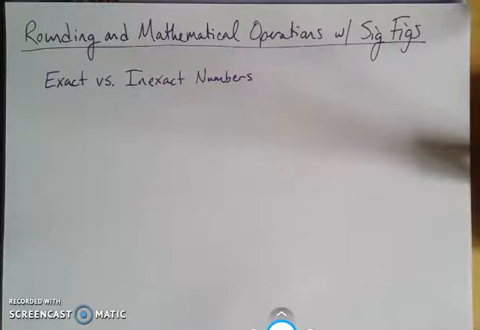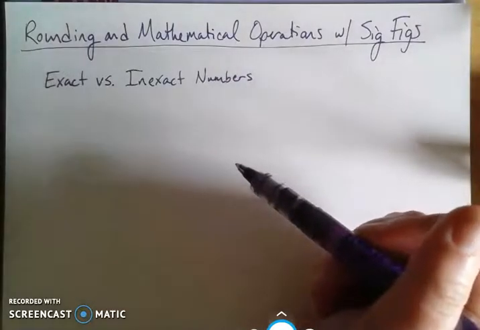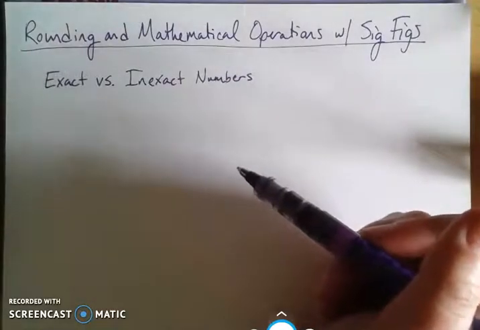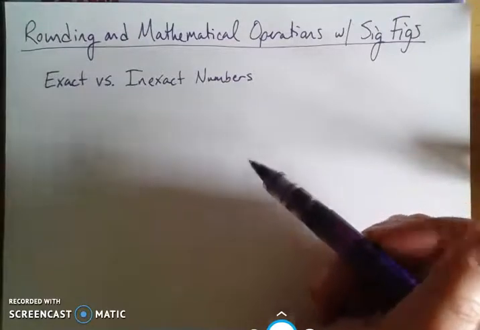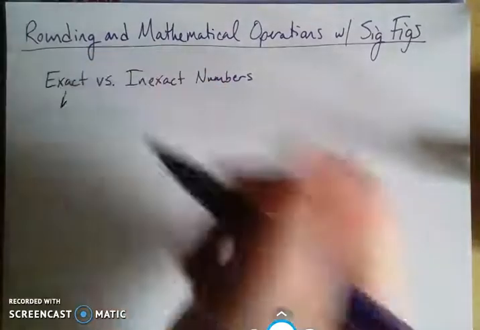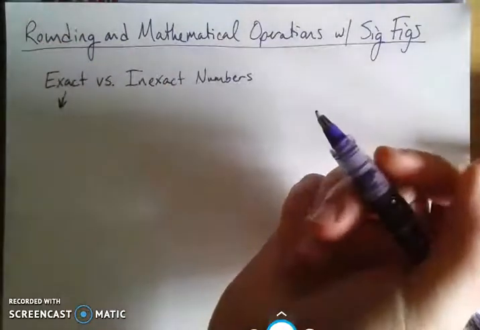All right, so today we're going to talk a little bit about rounding and using significant figures with mathematical operations. So this has to do with the concept of exact versus inexact numbers, because we as scientists care about measurements and values, right? A number and its units. But when we're thinking about an exact value, we don't have to factor in significant figures because it's exact. It's sort of right in the name.